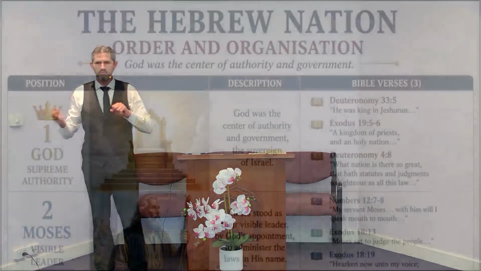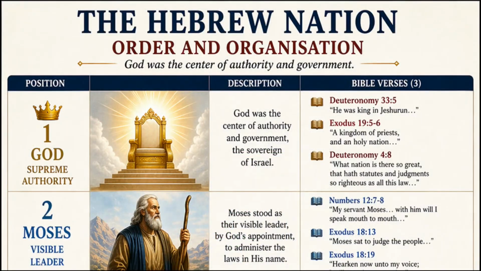So God being supreme head, authority. Then you have Exodus 19:5-6, you have Deuteronomy 4 and 8. And then Moses, obviously the visible leader, he was called the servant of the Lord. He was called directly in Midian at the burning bush to take the children of Israel from Egypt and take them to the promised land. Numbers 12:7 and 8, Exodus 18:13, and Exodus 18:19.